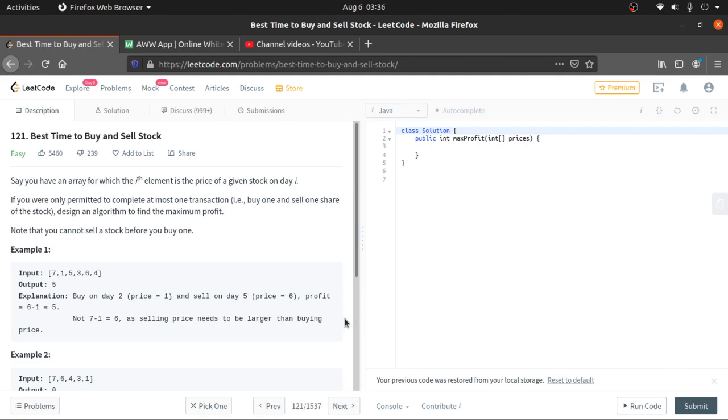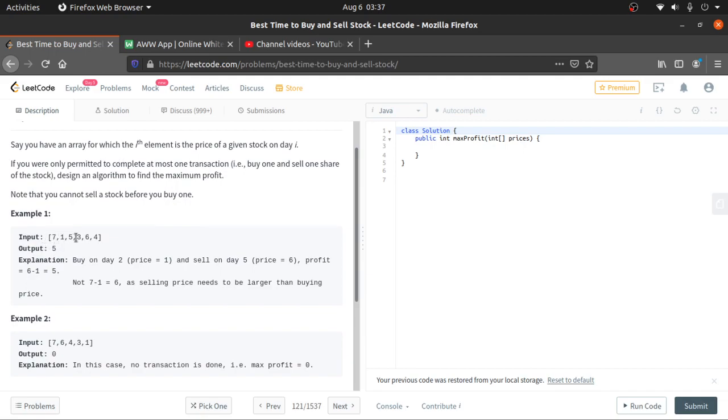Let's start with reading the question. Say you have an array for which the ith element is the price of a given stock on day i. If you were only permitted to complete at most one transaction, i.e., buy one and sell one share of the stock, design an algorithm to find the maximum profit. Note that you cannot sell a stock before you buy one.